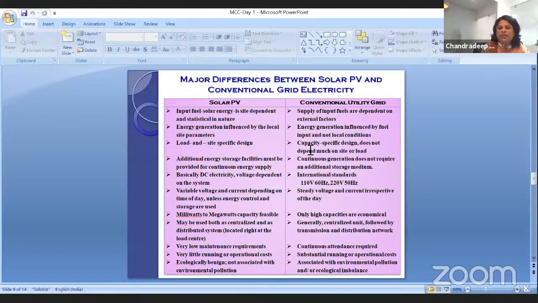But in case of conventional, capacity specific design does not depend much on site or load. It is a capacity. Whether you want 650 megawatt or 1000 megawatt, that is up to you. It doesn't depend upon any site or load.